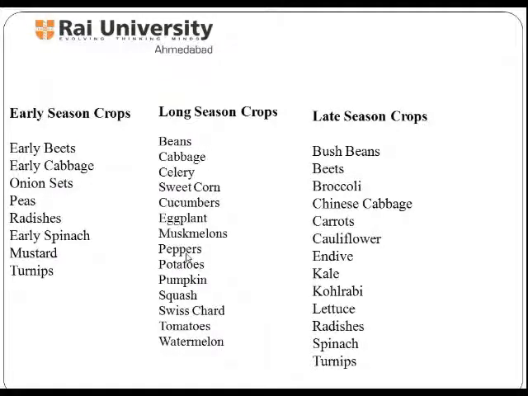when this awareness is most badly needed. It is important that we plant at the right time of the year for each crop for optimum yield. A large variety of crops are grown to meet the requirement of the growing population. We can grow many different types of vegetable crops throughout the year. These crops are classified as early season crops, long season crops, and late season crops. So these are some of the crops which are produced in a particular period of season.